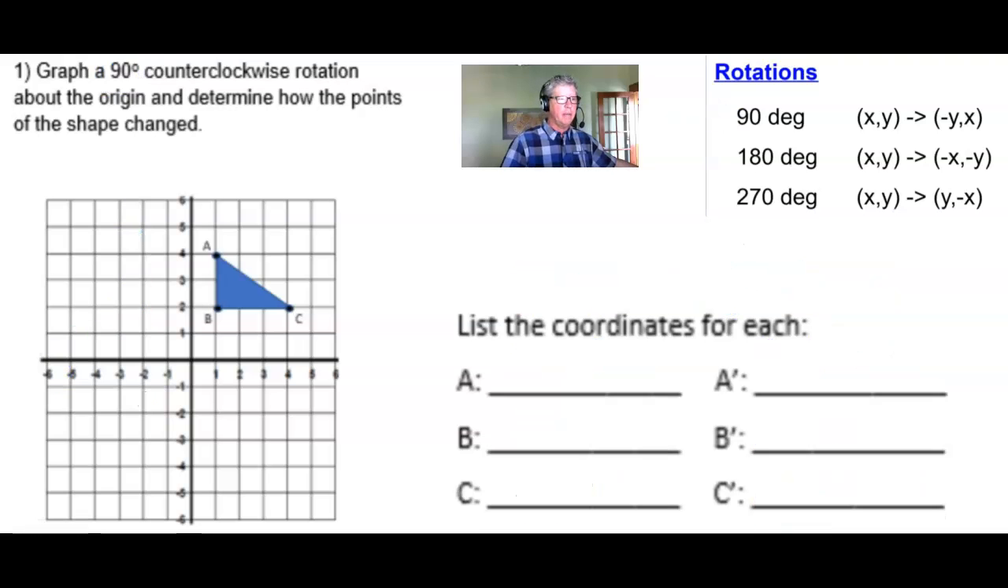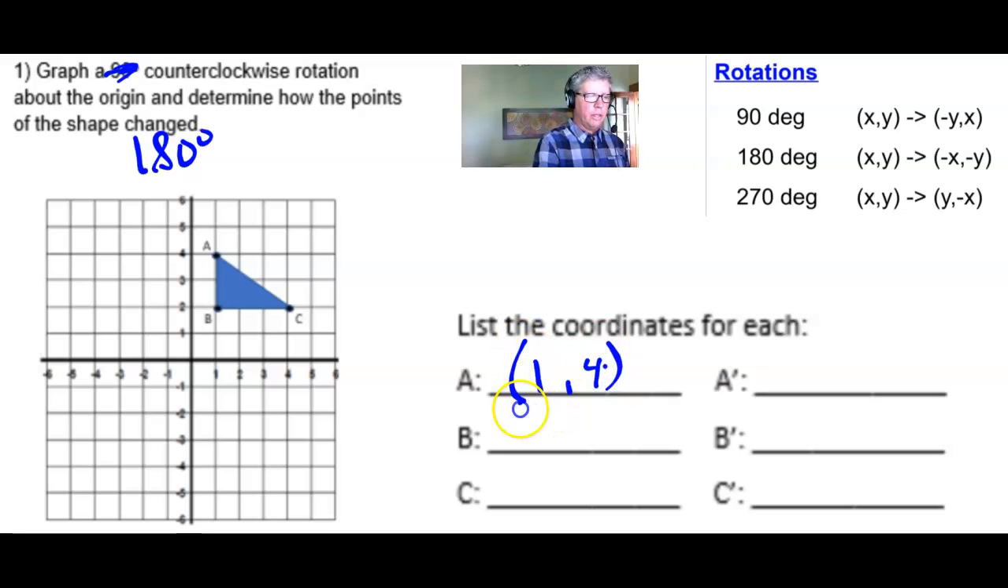I'm going to do one more example right here. And in this case, I'm going to do 180 degrees. So let's look at 180. First, list all the coordinates. This is going to be 1, 4. This is going to be 1, 2. And this is going to be 4, 2. So nothing's changed there. Those are the original points.